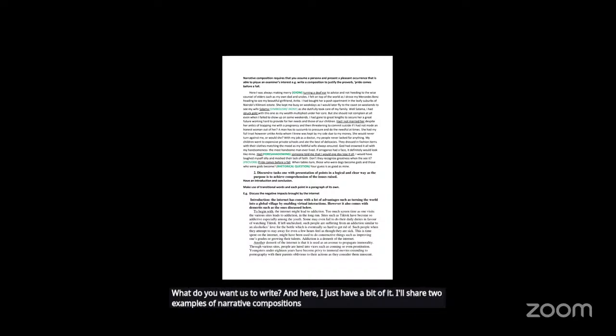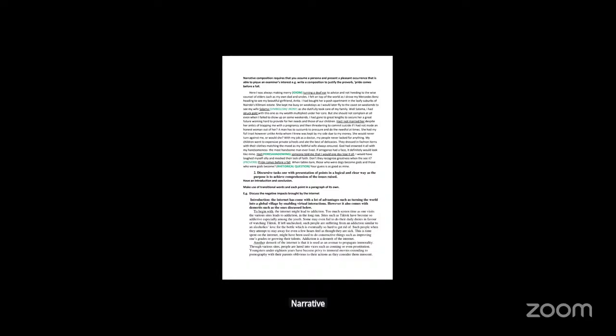Basically, narrative composition requires that you assume a persona. Not every day should you be that student. I want you to assume a persona and present a pleasant occurrence that is able to pique an examiner's interest. Make it memorable. Appeal to my emotions so that I'm so interested. What is she saying? So, for example, you can be told, write a composition to justify the proverb, pride comes before a fall.